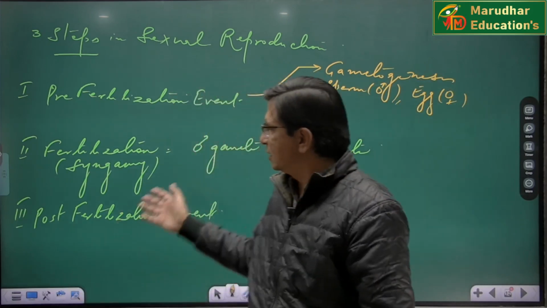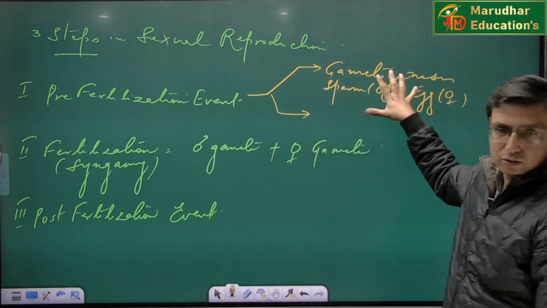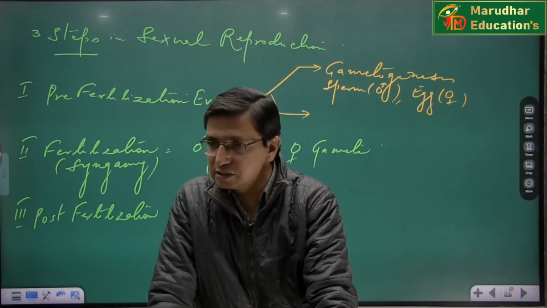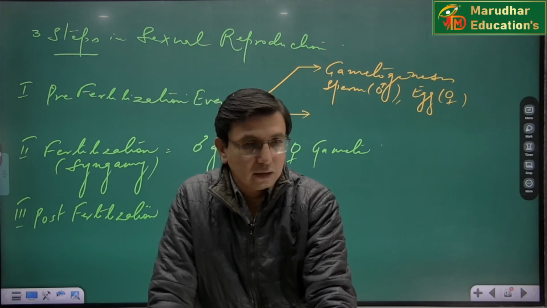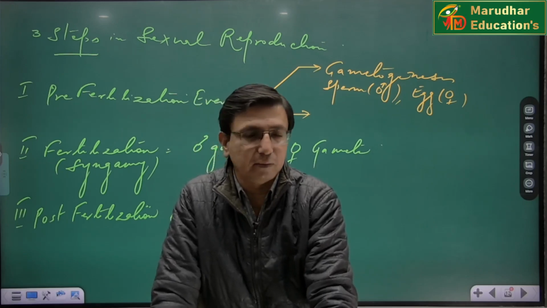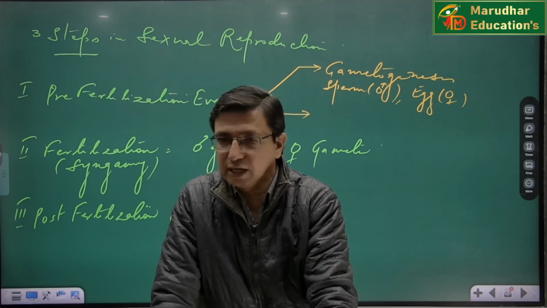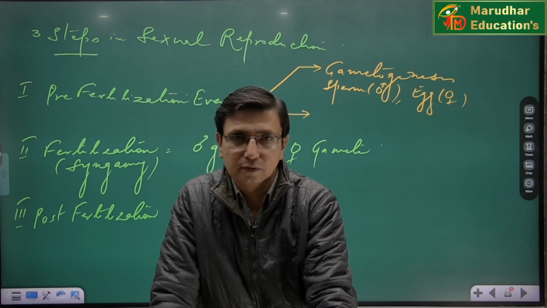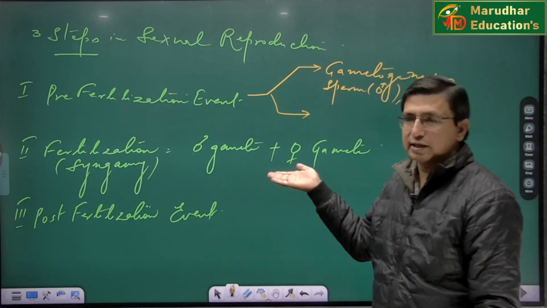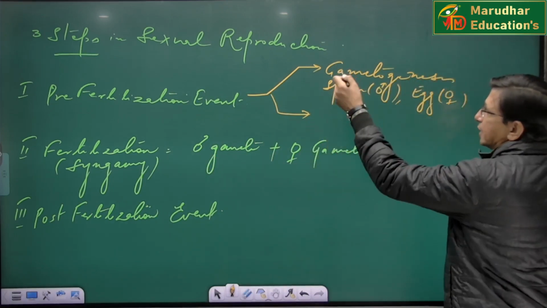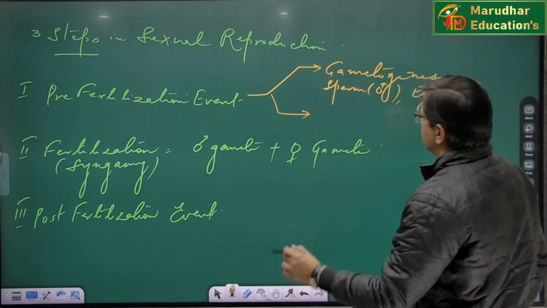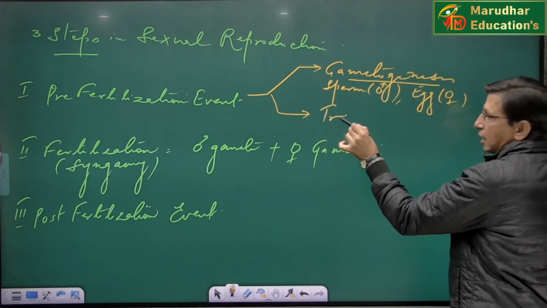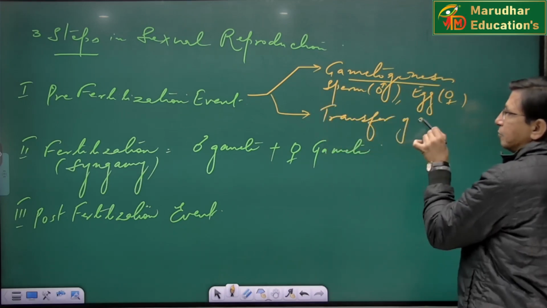So what do we have to do for fertilization? We shall have to bring them together. Fertilization in some takes place externally, meaning outside the body. But in some there is internal fertilization, inside the female's genital tract. So we shall have to bring these gametes together. If they are meeting, then only this fertilization shall take place. So what is done? The gamete is transferred. So the pre-fertilization event one is gametogenesis, that is formation of gametes, and followed by gametogenesis it is transfer of gametes.